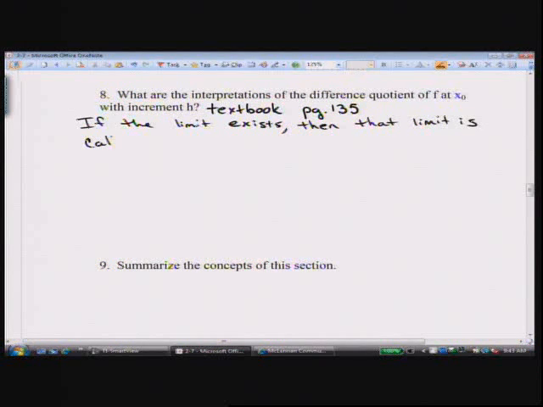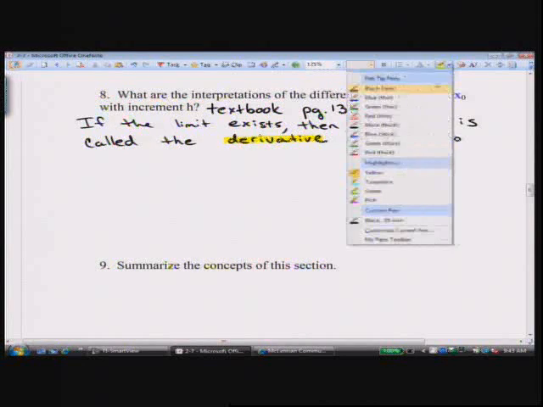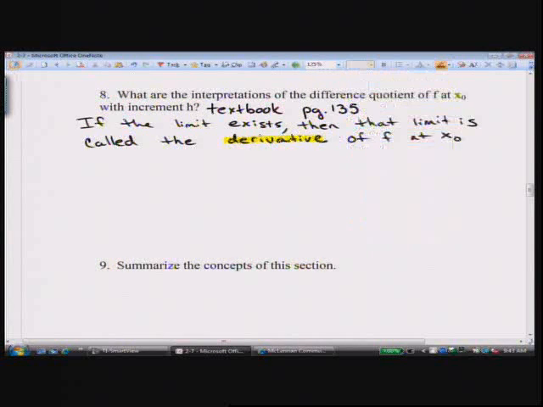Are y'all ready? The derivative, big word, derivative of f at x naught. So that's very exciting. We have this new word, the derivative. The derivative and the integral is what calculus is about. So you've got the derivative and the integral.